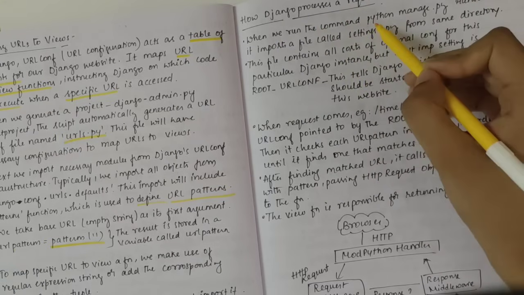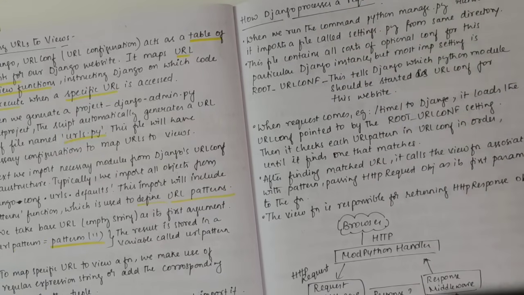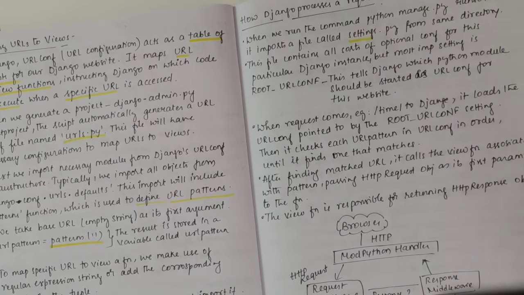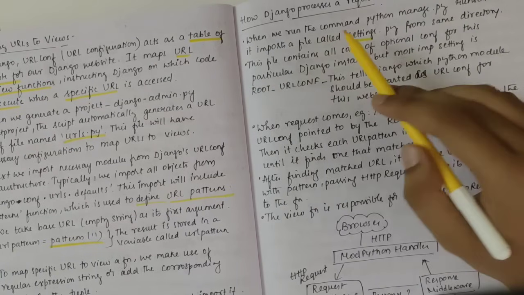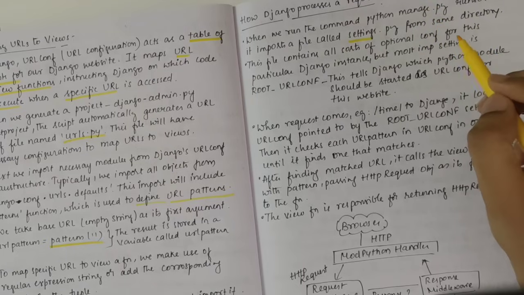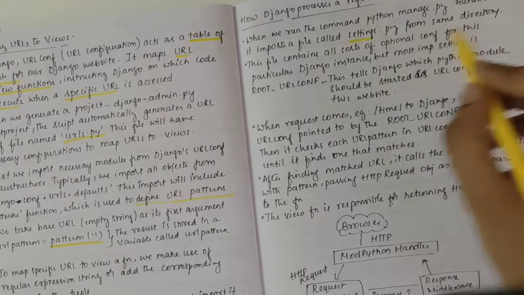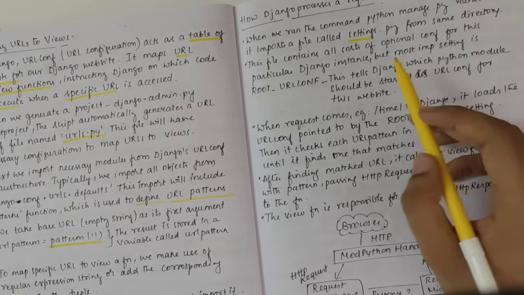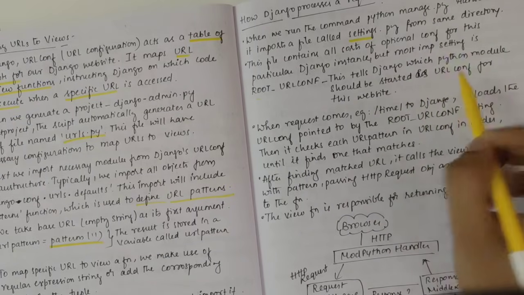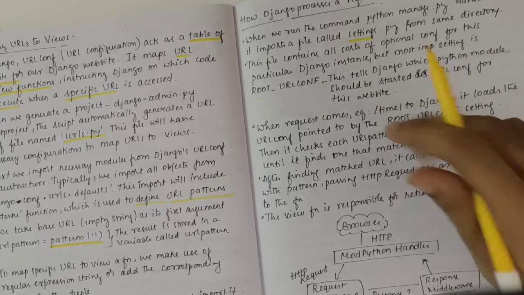When we run the command python manage.py runserver, it imports a file called settings.py from the same directory. We know this. This file contains all sorts of optional configurations for this particular Django instance. But the most important setting is ROOT_URLCONF. This tells Django which Python module should be used as the URLconf for this particular website.